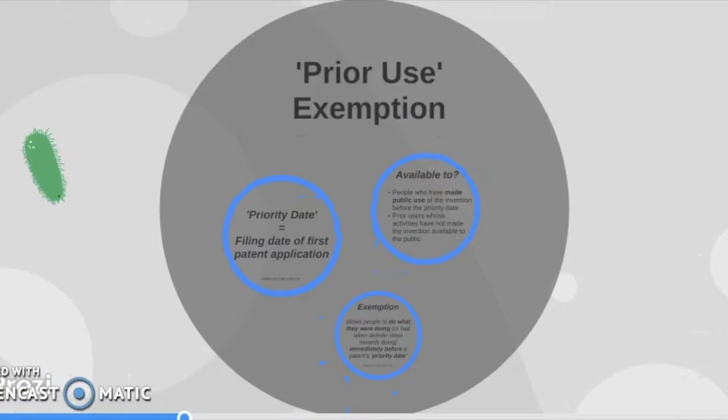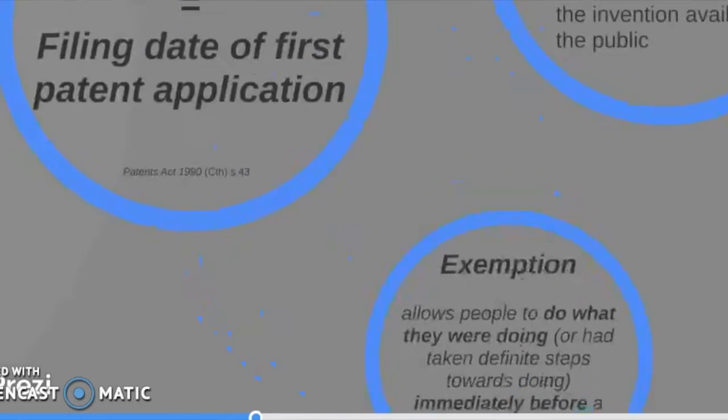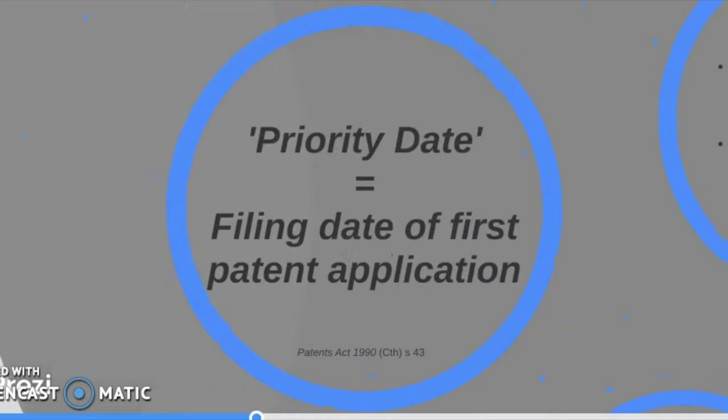However, there is an exemption to the patent infringement called the prior use exemption under section 119 of the Patents Act. The prior use exemption allows people to do what they were doing or had taken definite steps towards doing immediately before a patent's priority date. Generally, the priority date is the filing date of the first patent application that is linked to the patent itself.